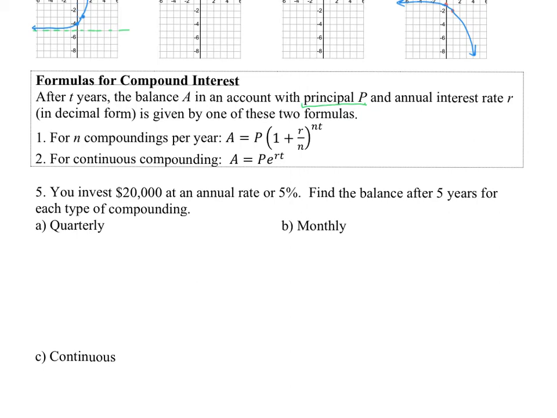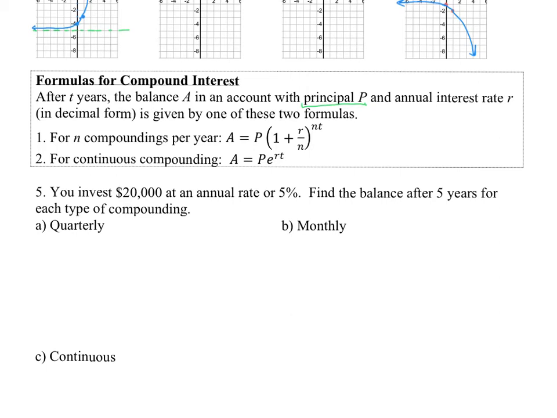A, the amount of the account, equals the principal times 1 plus the decimal rate over the number of compoundings, to the power of n times t. Continuous compounding means that every second of the day they are calculating your interest, and you're accruing it on your new interest, and it keeps calculating and calculating. Generally, the more times they compound a year, the more money you're going to earn. We're going to try it a couple of ways.